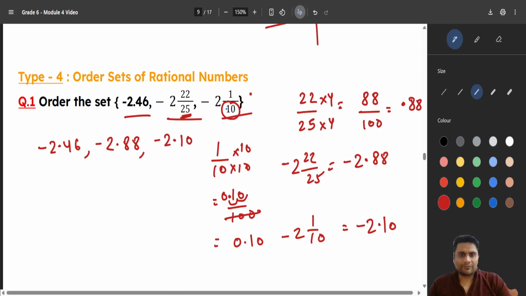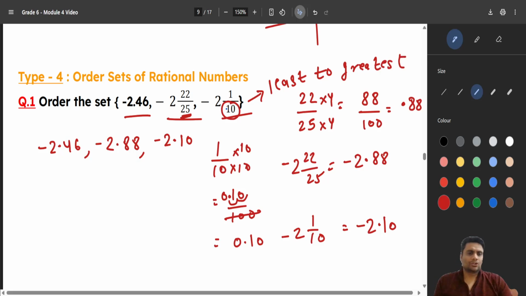Okay, in this question I forgot to mention from least to greatest or greatest to least. So let's take it. We want to arrange them from least to greatest. So from smallest to biggest. So among all these three, which one is the least one? The least one will be minus 2.88.